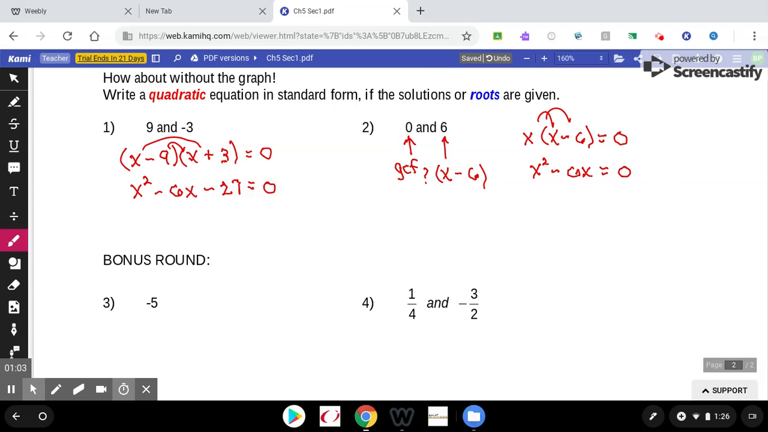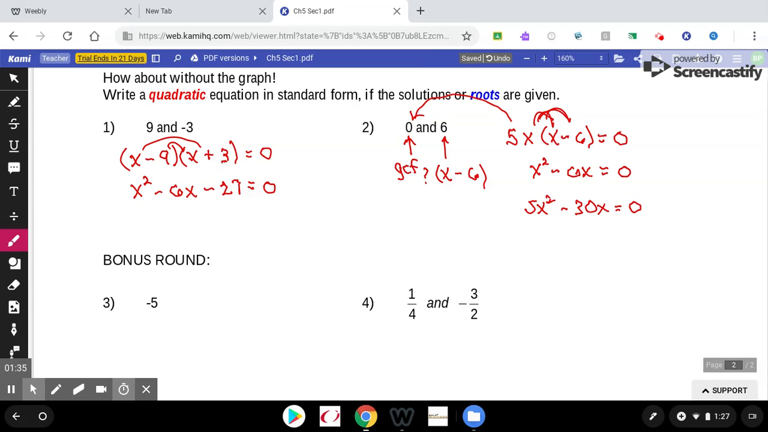There's lots of different answers for this. So if I put, I don't know, let's make up a number, if I put a 5x there, does that still give you 0 for one of your answers? And it does. So it could be 5x, it could be 7x, it could be negative 9x, it could be anything you want. But if I were to distribute that guy out instead, 5x times that would be 5x squared. 5x times that would be negative 30x.